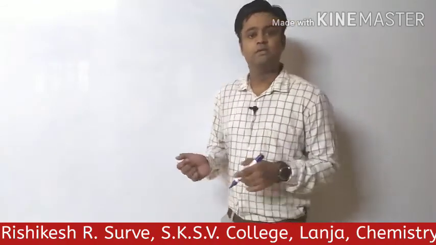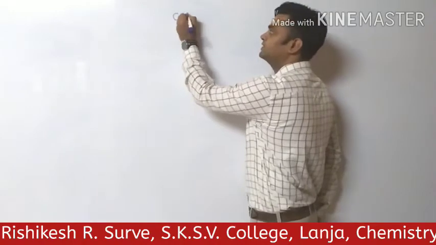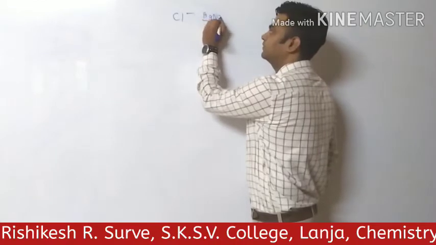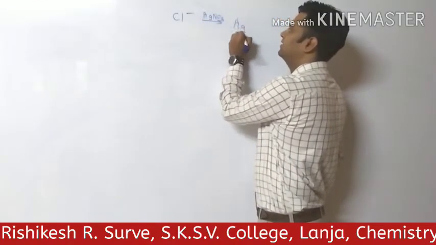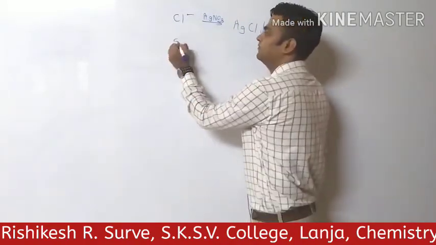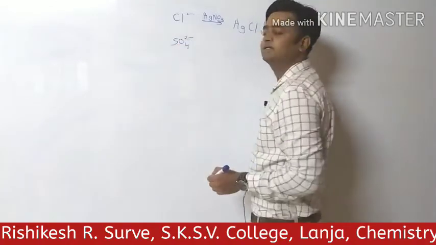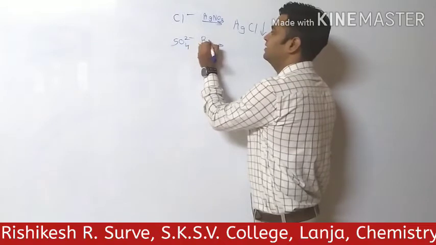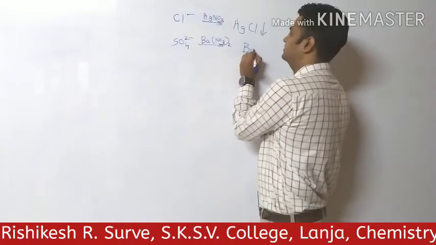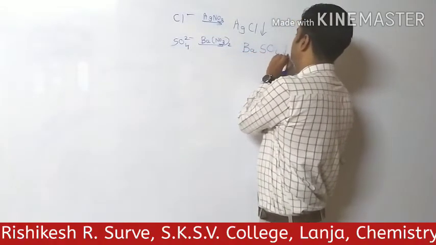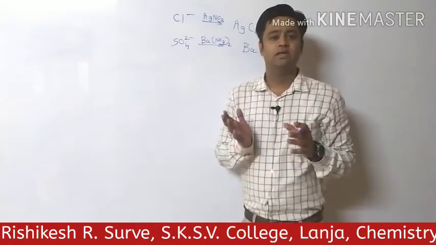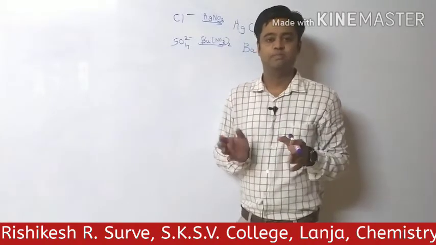precipitate. For example, if we want to detect Cl minus, then in a test tube we add AgNO3 and definitely AgCl will get precipitated, a white color precipitation. And if suppose we want to detect sulfate ion, and in that we add barium nitrate, then we will get a precipitate of BaSO4. Again, it's a white color precipitate, and therefore it is very essential to study precipitation equilibria.